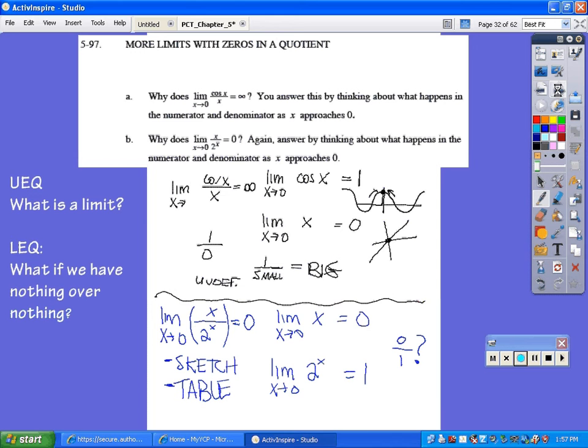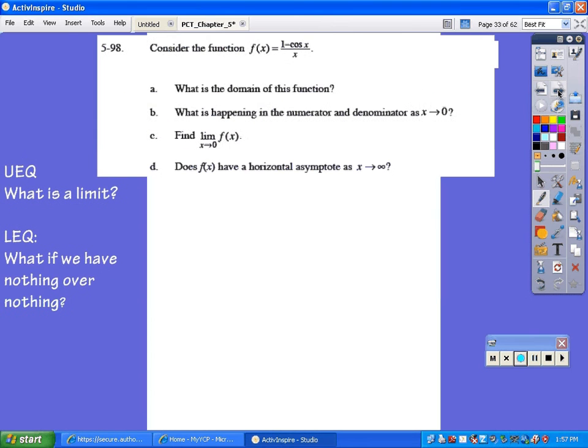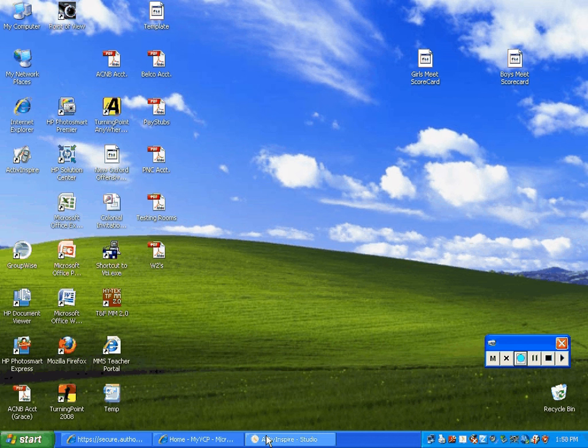One more problem here, number 98. And again, number 98, we're looking at more trig functions. We have 1 minus cosine of x over x. Question A, what is the domain of this function? It may help us to bring up our graphing calculators. So if you have one at home, take it out. If you don't, you can follow along with mine.